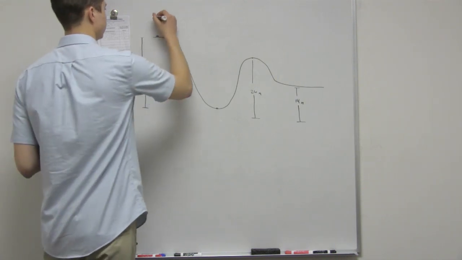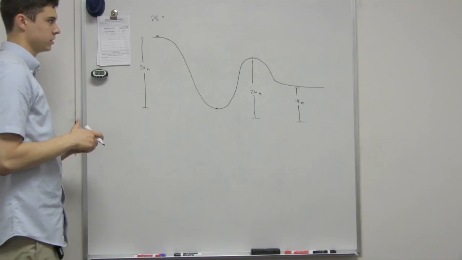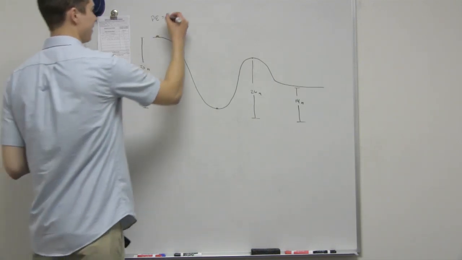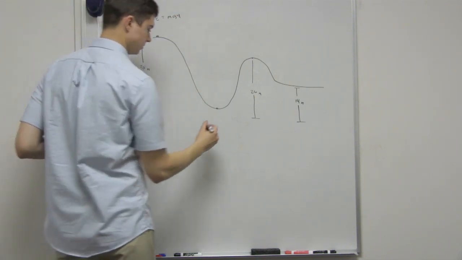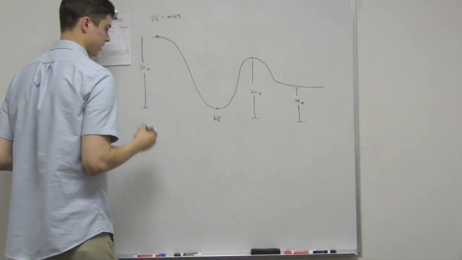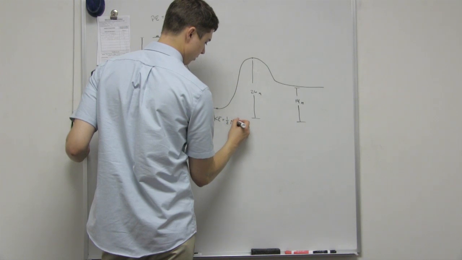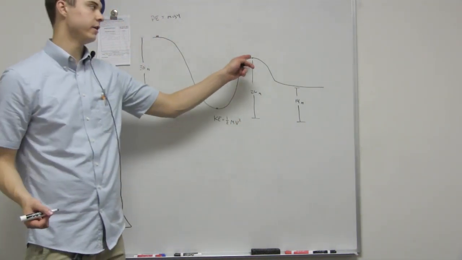Potential. So we've got potential energy, and the equation for that is mgy. And the next equation that we need is 1/2 mv squared. Good. So down here, all of our energy is going to be kinetic, and it's going to be equal to 1/2 mv squared.